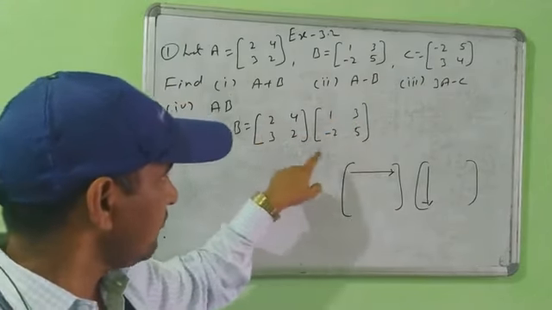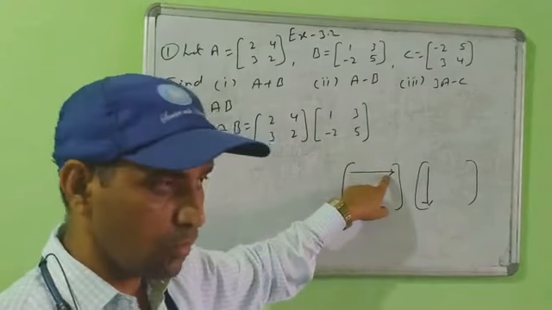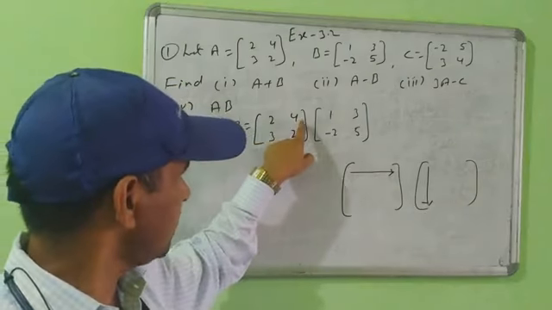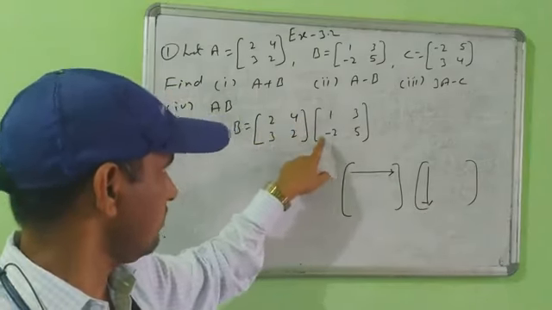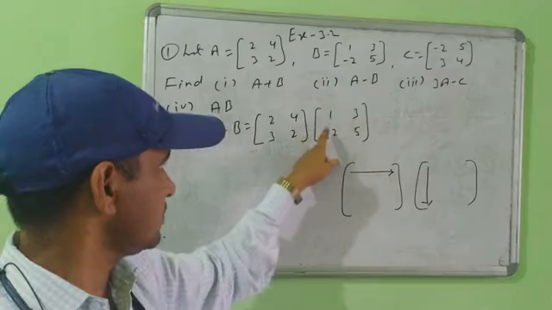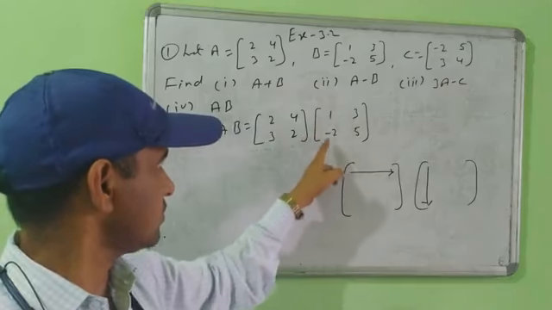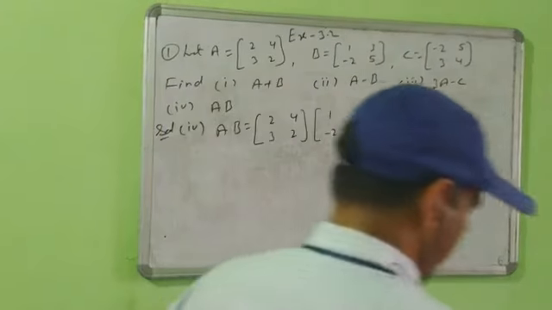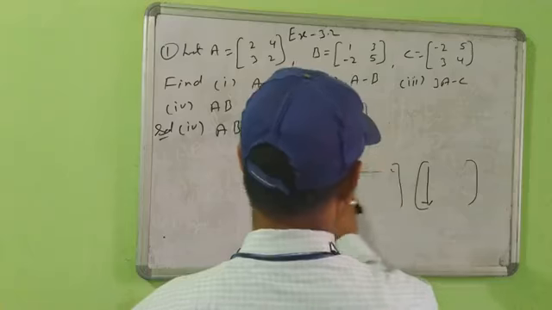Multiplication rule: the first matrix moves along the row and the second matrix moves along the column. First row, first column. First row, second column. Then second row, first column. Second row, second column. You will multiply in this way.